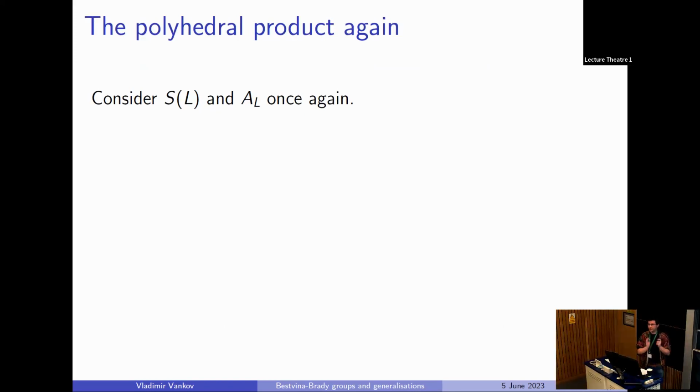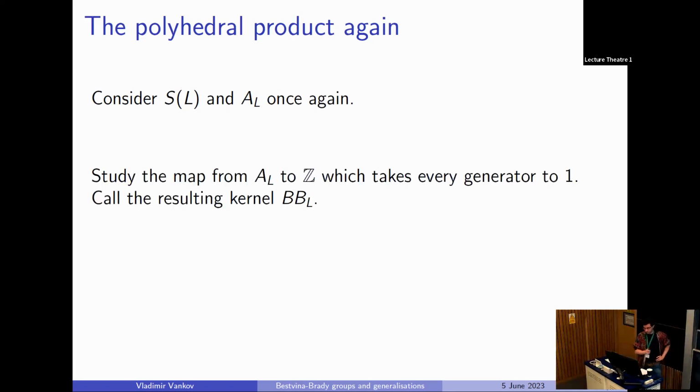But let's move towards actually a negative answer to this question. So let's consider the polyhedral product again, so our S_L and A_L. So we know a presentation for A_L now. Remember, the generators were just the vertices of L, and the relations were commutators coming from edges. So we can just construct a map from that group to the integers. Let's just send every generator to the number 1 in the integers. Okay, this gives us a morphism, and let's look at its kernel. And this will be a group that we will denote BB_L.